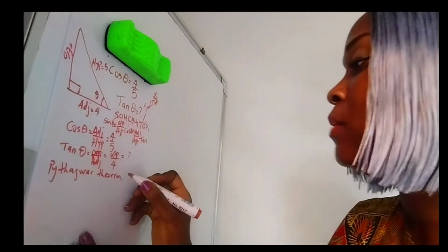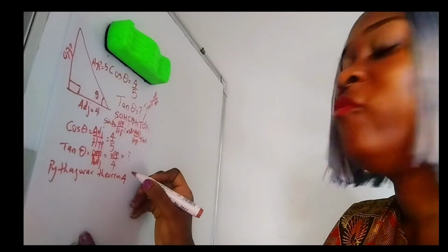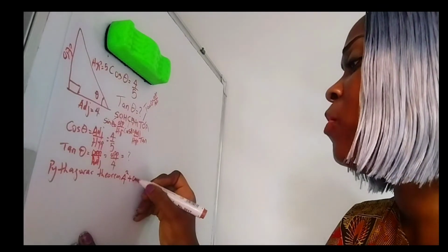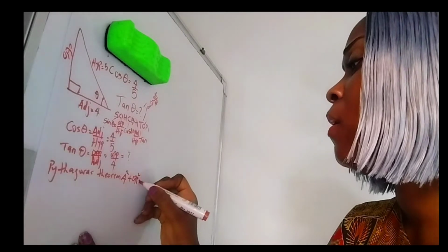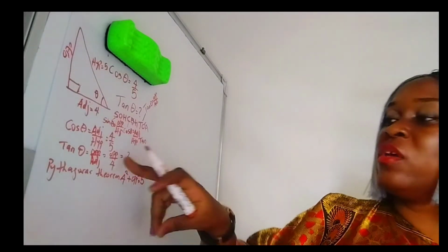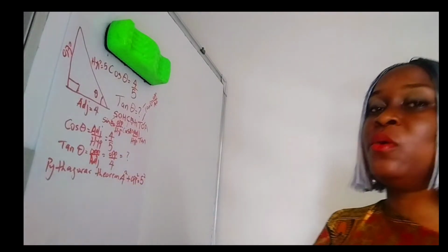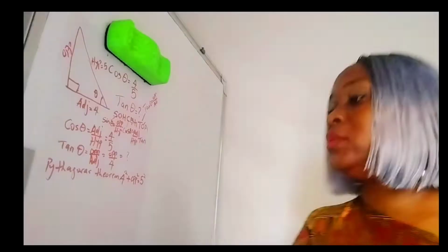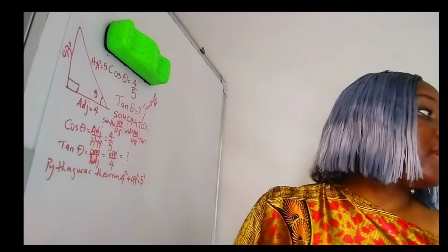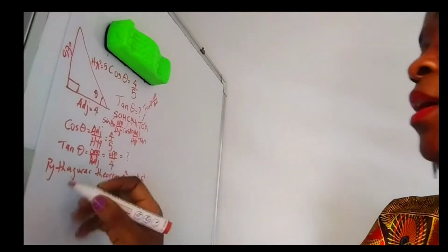So let's put that down: 4 square plus opposite side square equals 5 square. Remember, we're looking for opposite because we do not know its value. So we'll make opposite the subject of the formula. How do you make it the subject of the formula?